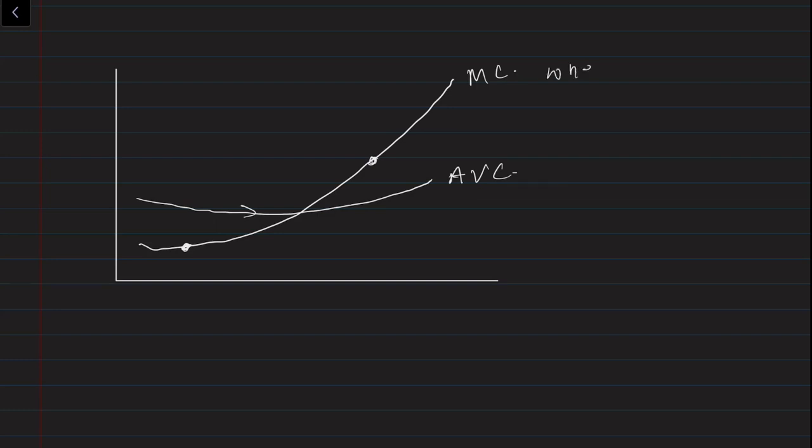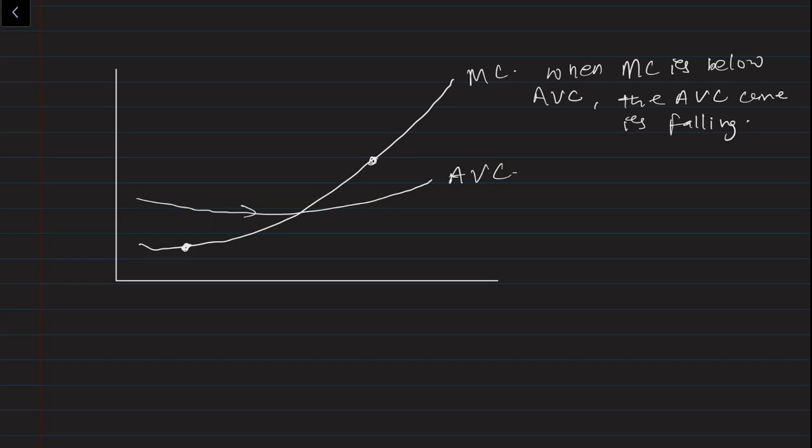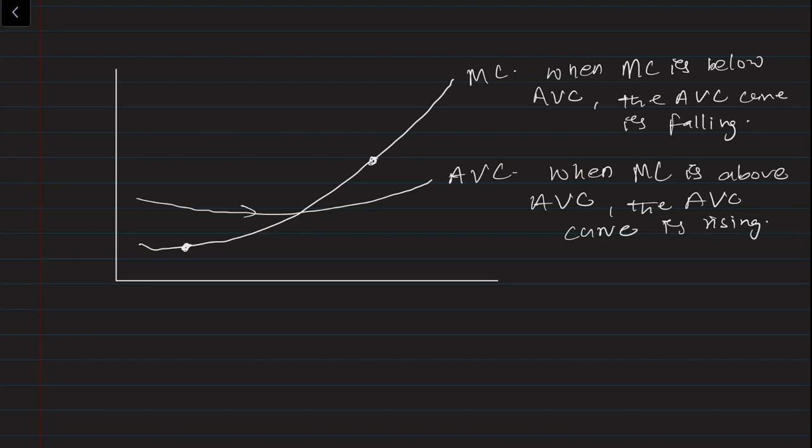So let me write here, when MC is below AVC, the AVC curve is falling. And when MC is above AVC, the AVC curve is rising. And the MC curve, the marginal cost curve, intersects the average variable cost curve at its minimum point. So this is the minimum point of the average variable cost curve, and the MC curve intersects at that point.